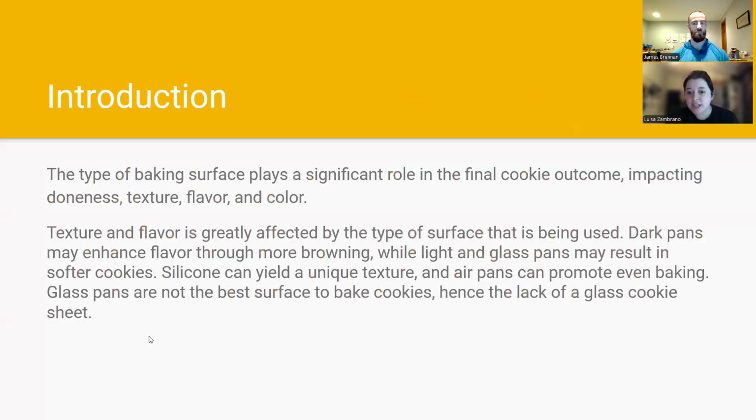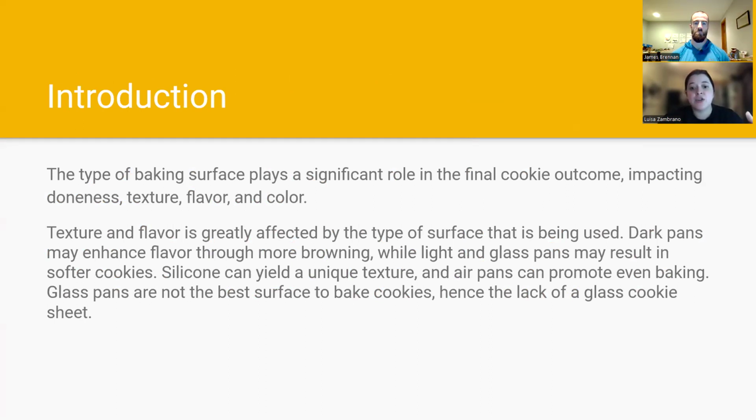So for our intro, the type of baking surface actually plays a significant role in the final cookie outcome. It impacts the doneness, the flavor, the texture, and the color of the cookies. Texture and flavor is greatly affected by the type of surface that the cookies are being baked on.